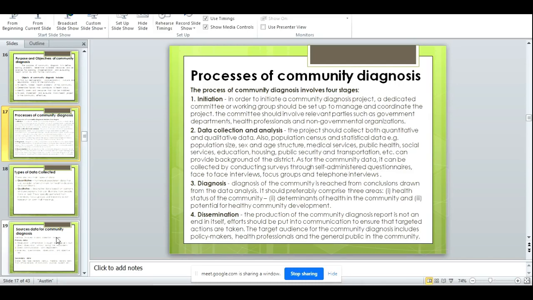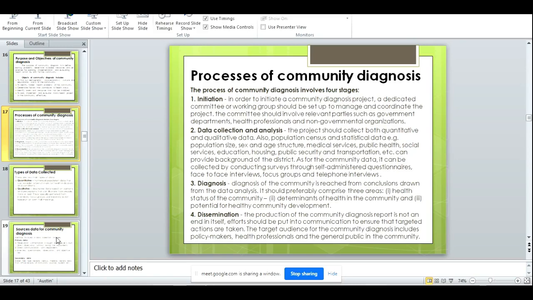So you can just print out questionnaires and share them with the community and let them say what they think are the problems in the community, what are the challenges they are facing. You can also do face-to-face interviews, focus group interviews, and telephone interviews. And the diagnosis of the community is reached from conclusions drawn from data analysis. From the data you have collected, when you analyze it, you are able to diagnose the problems in the community.